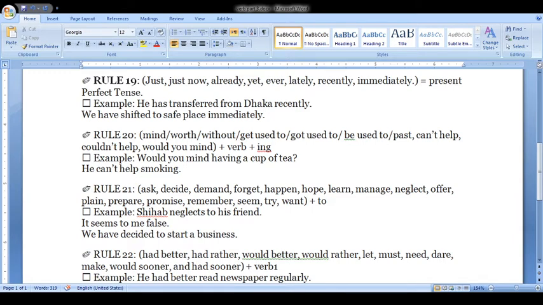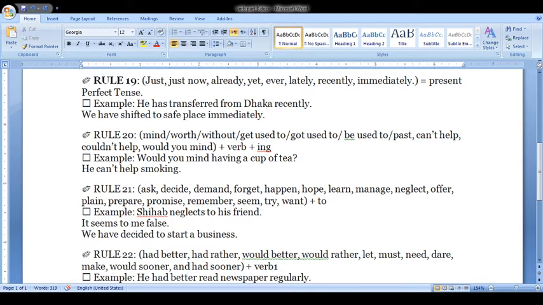And rule 21 says if you find particular words like ask, decide, demand, forget, happen, hope, learn, manage, neglect, this much, then you have to use to after the verb. She neglects to write to his friend, it seems to me false. We have decided to start a business. So as soon as you take to, after this the verb will be base form or main form.